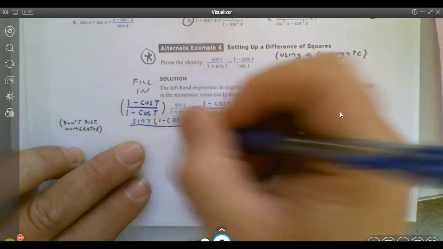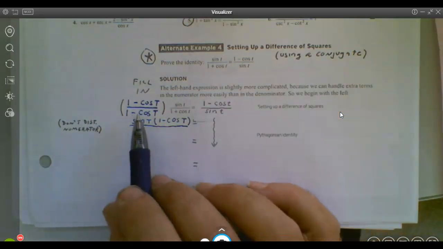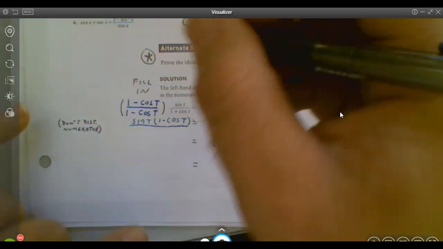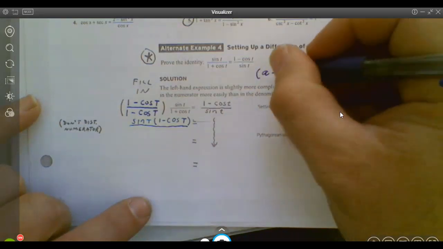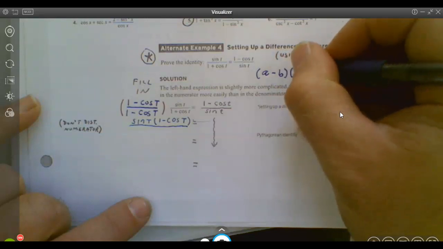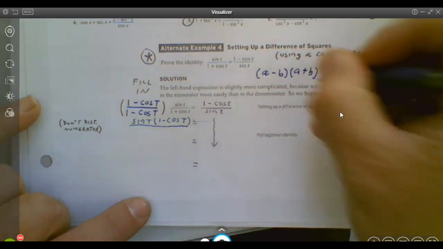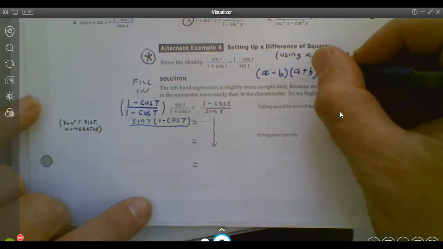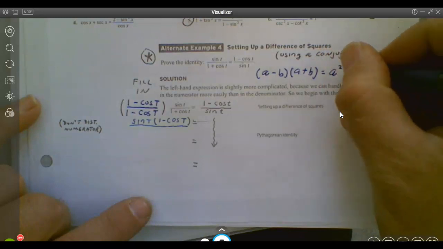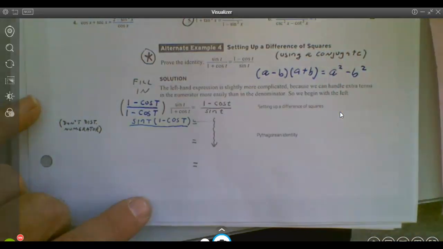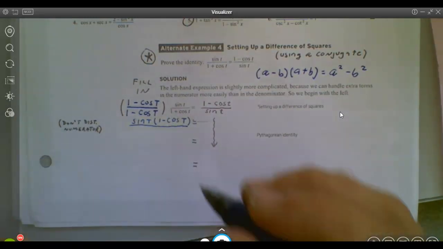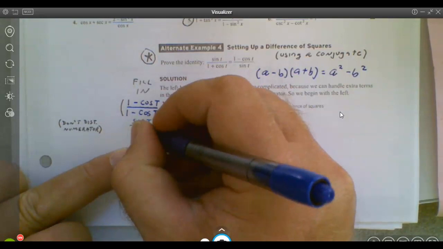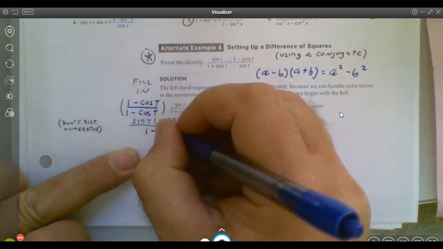And on bottom, remember that when you multiply conjugates times each other, here's something we talked about before, and you guys have seen this formula before. So when I multiply conjugates times each other, I'm simply left with a squared minus b squared. So in other words, my a term is 1 and my b term is the cosine of t. So I'm going to end up with just 1 minus cosine squared of t.